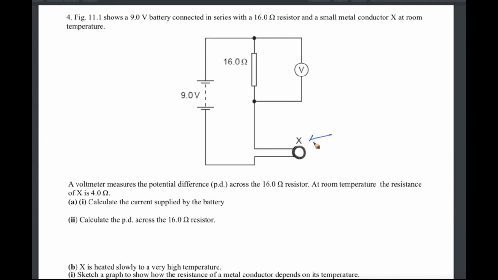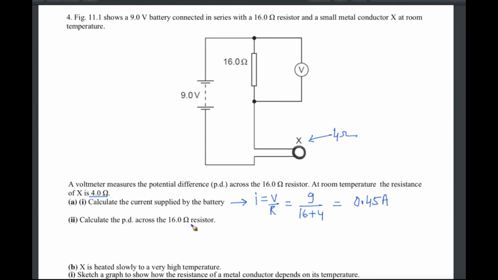How much resistance does this have? In the question they are stating 4 ohm. Okay, so here we can do current is equal to voltage divided by resistance. So voltage is 9, which is given here. A total resistance is 16 plus 4. So if you divide 9 divided by 20, this would be 0.45 ampere.